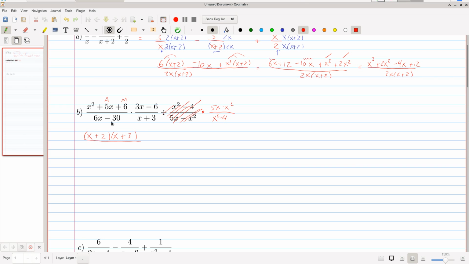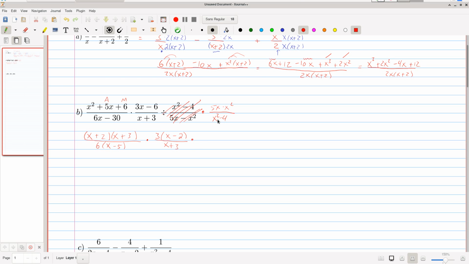In the denominator, 6x minus 30, I see that these both have a 6 in common. So if we factor the 6 out, what's left in the parentheses would be x minus 5. Next up, 3x minus 6. These both have a common factor of 3. If we factor the 3 out, in the parentheses, we're left with x minus 2. In the denominator, x plus 3, there's no common factor, and there are no exponents, so I know this is already factored completely. We're going to leave that as it is.